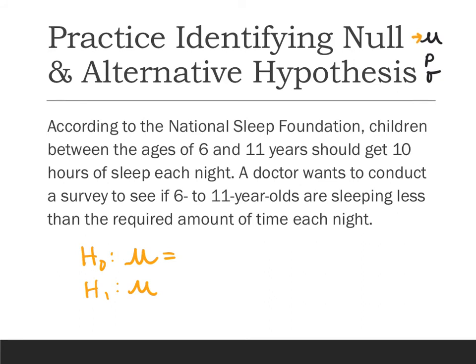Of course, my null hypothesis will be equal. If we read through, what should it be equal? Well, they should get 10 hours of sleep. So that's going to tell me what my number should be. It should be 10. And the doctor wants to know if they are sleeping less. So if it's less than that required amount, then I'm going to use the less than symbol.